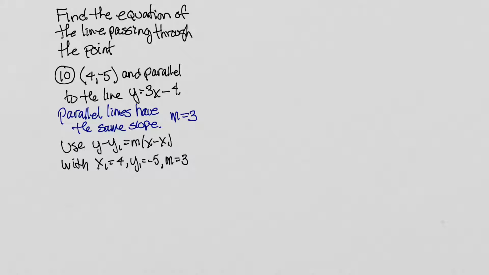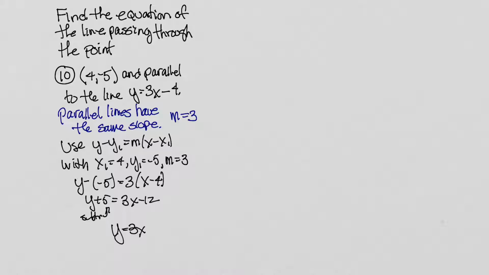Let's substitute. We'll get y minus y1, but y1 is negative 5, equals m, 3, times x minus x1, but x1 is 4. This will give us y plus 5 equals, multiply through, 3x minus 12. And then we should subtract that 5. So we'll get y equals 3x, and then negative 12 minus 5 is minus 17.